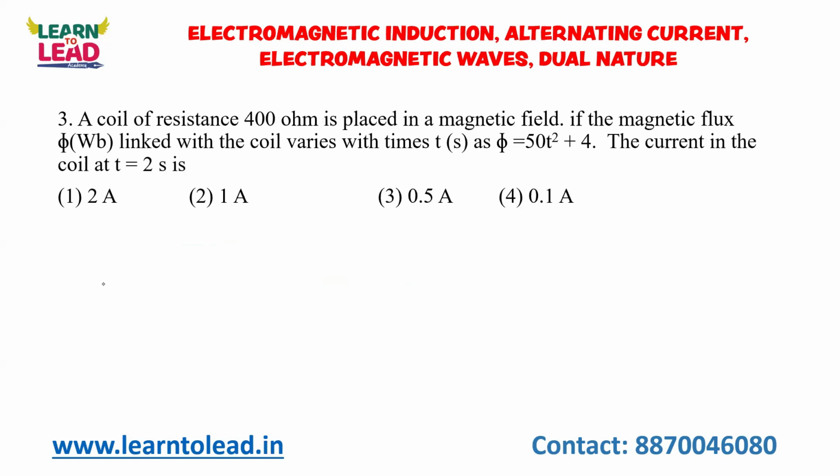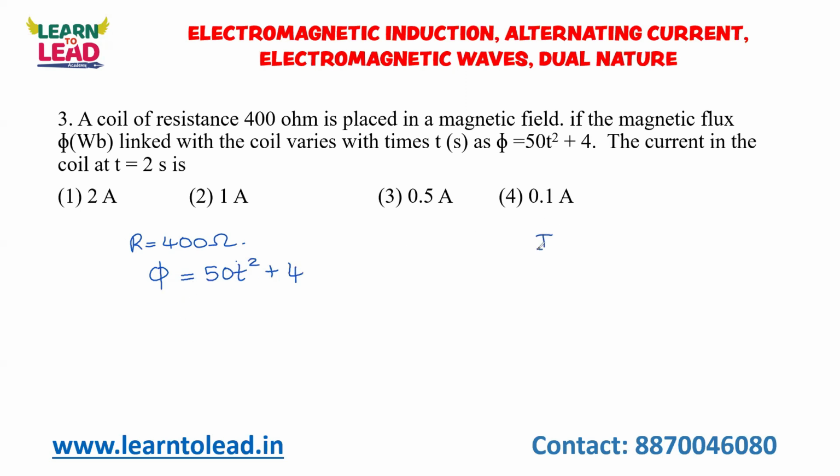Okay, now let us see the next question. A coil of resistance 4 ohms is placed in a magnetic field. If the magnetic flux linked with the coil is 50 t squared plus 4, what is the current in the coil?